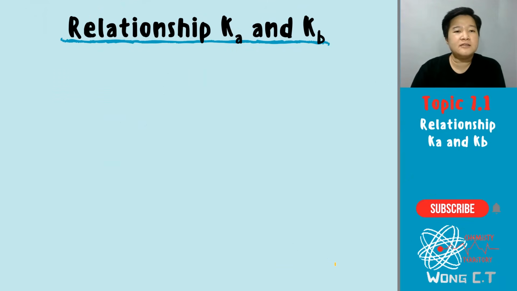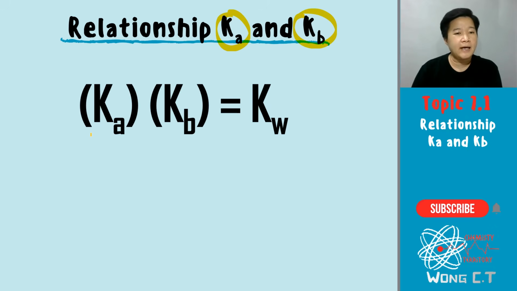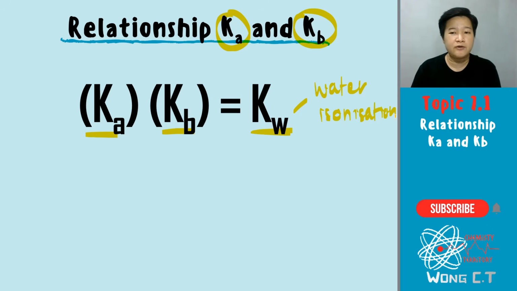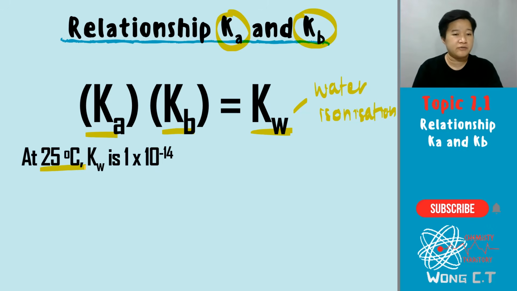Okay? And next, we can relate your Ka and your Kb. Very simple formula. Your Ka multiplied by your Kb will be equal to your Kw. Remember your Kw? Your water ionization. And if you remember, your water ionization is a constant. At 25 degrees Celsius, your Kw is 1 times 10 to the power of negative 14.